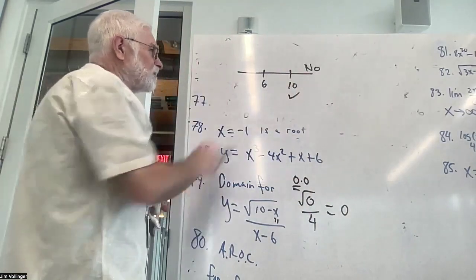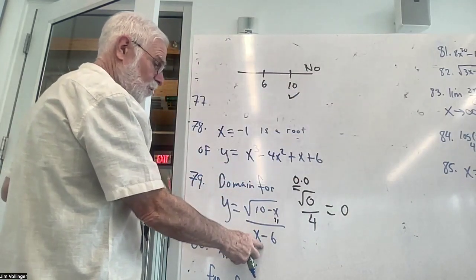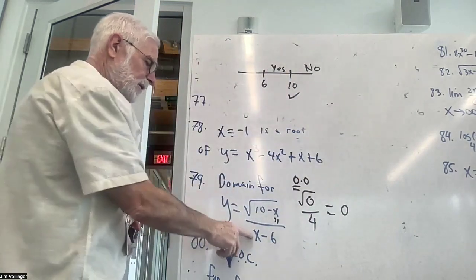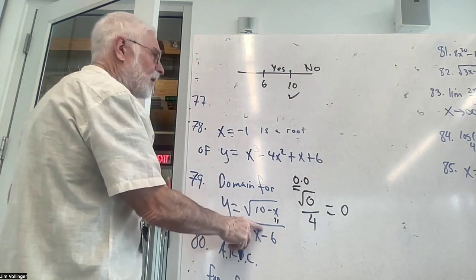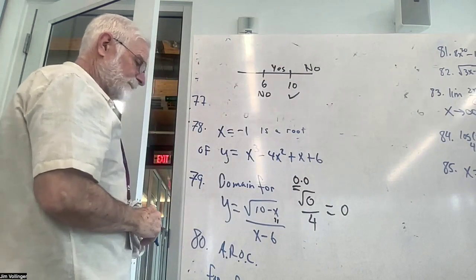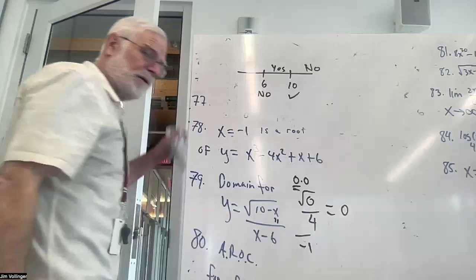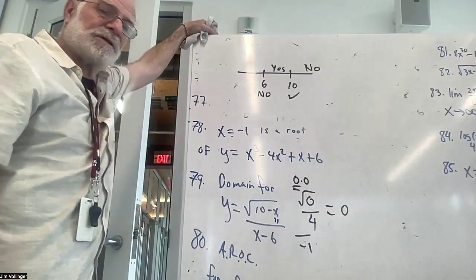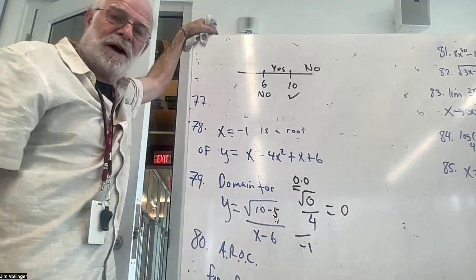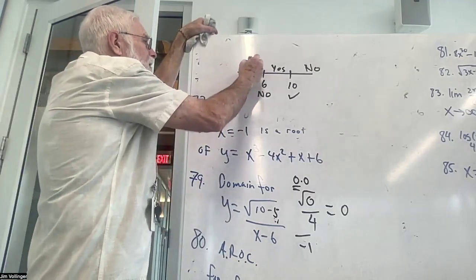All right. Can I use numbers between 6 and 10? Let's put a 7 in. Square root of 3 divided by 1. It's no problem. So yes, I can use those numbers. Can I use 6? 6 minus 6 is 0. Can I divide by 0? No. Can't use that. Can I use numbers less than 6, like 5? If I put 5 in here, I get division by -1. Can you divide numbers by -1? I don't see a problem. And if you put a 5 in, you get the square root of 5. Can you divide the square root of 5 by -1? I think that's fine.